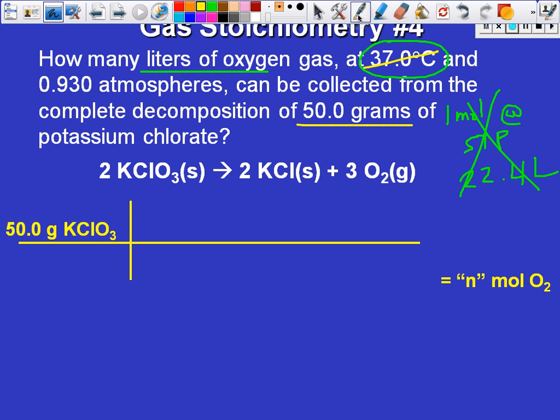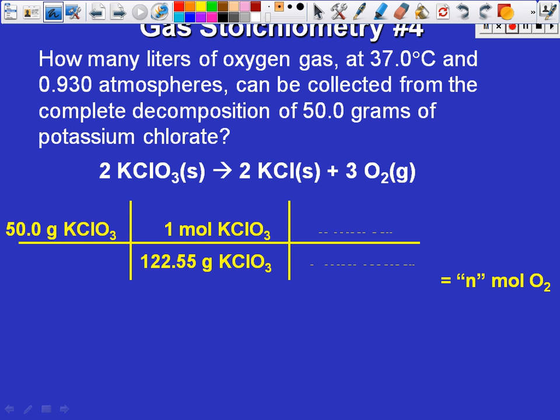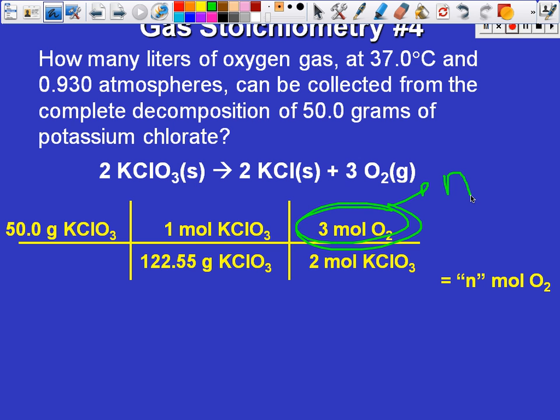So now let's start over with what we have. Clear the board. We know we need to go from grams to moles, just like we did last time, and then we need to go to moles of O2. So notice what they have done. They have solved for the moles of O2. All right, well, let's think. If we get moles of O2, that's going to give me n. I have a T. I have a P. And they're asking for a V. Well, that makes sense. That means I need to use PV = nRT.